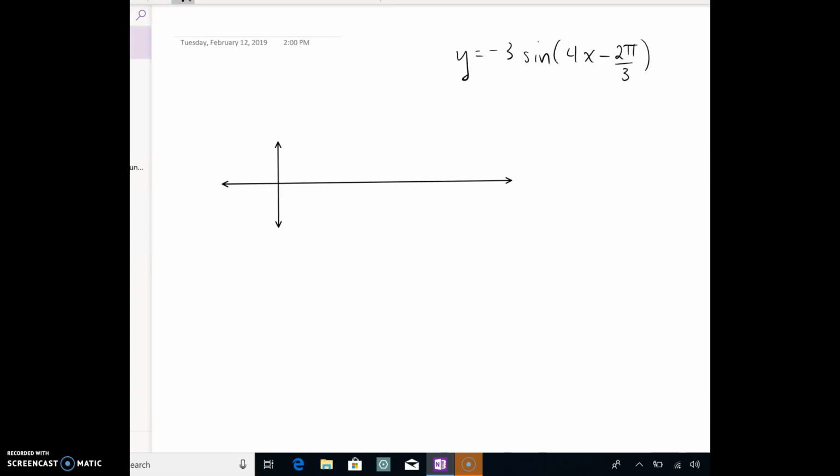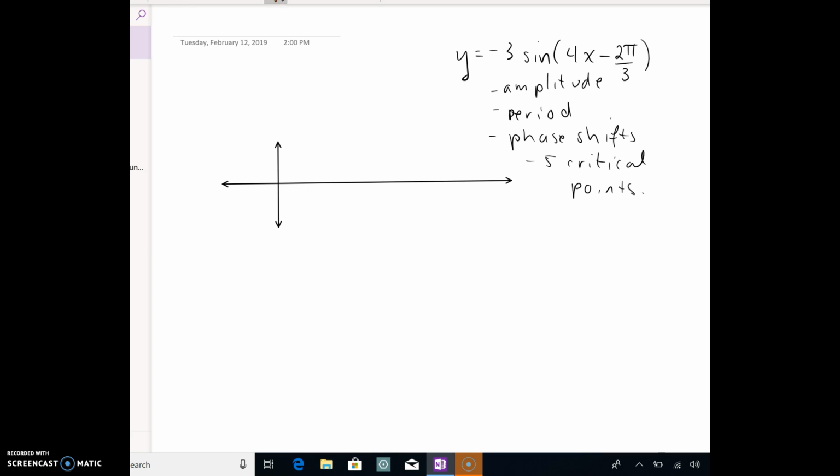Okay, for this example for part C, we want to sketch one full period of the graph y is equal to -3 sine (4x minus 2 pi over 3). And we want to find and label the following, so we want to make sure we're okay with the amplitude. We also want to make sure that we're comfortable with the period, any phase shifts, and also we want to make sure that we find the 5 critical points too. And then we're going to sketch it. So based on all this information, we're going to sketch it.